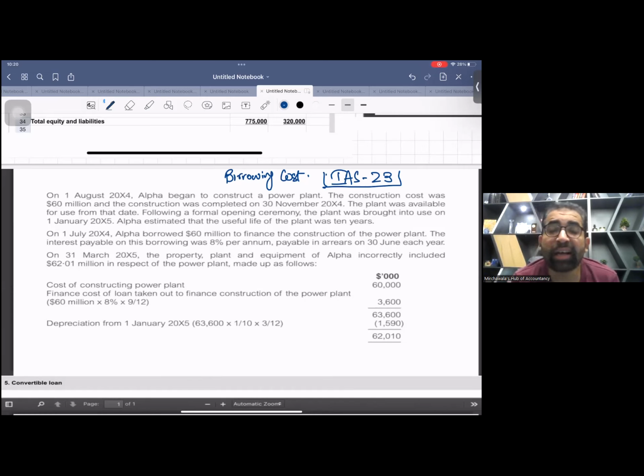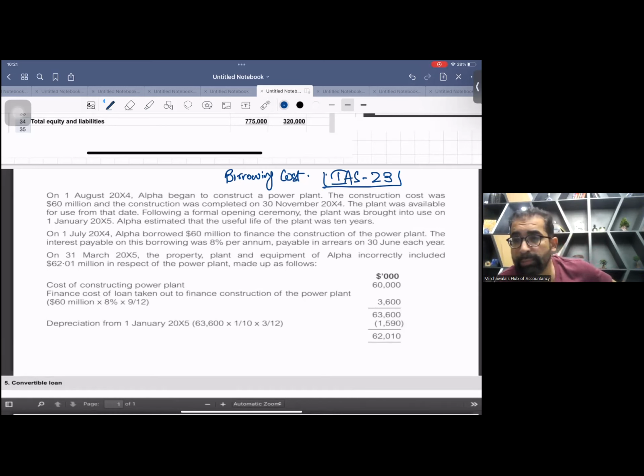But yes, this IAS allows us to capitalize the interest. That means now you can make the entry as if interest is your asset. You will book PPE debit and cash credit. Now no need to book interest expense debit and cash credit. Okay. But there are certain conditions.